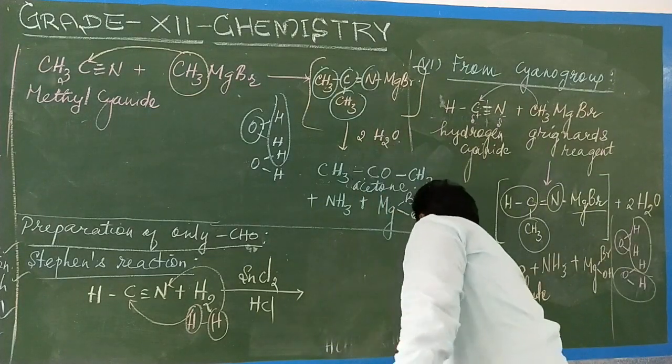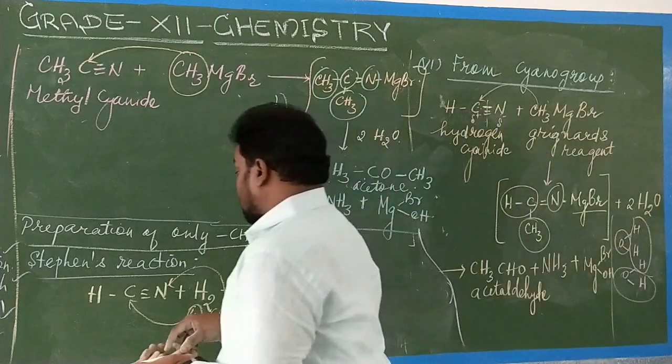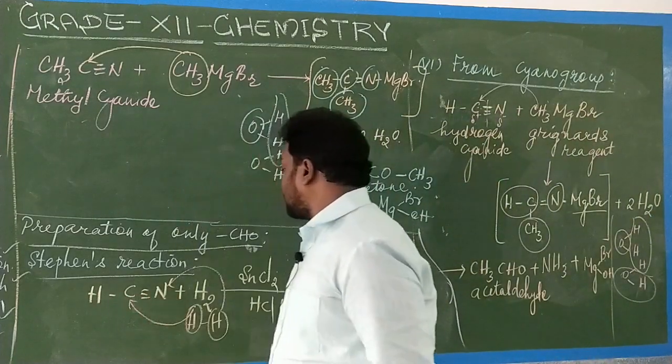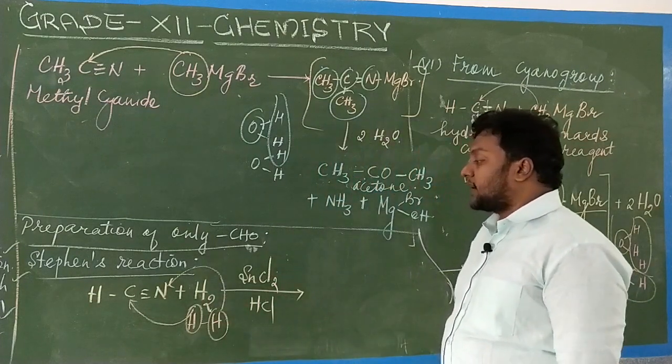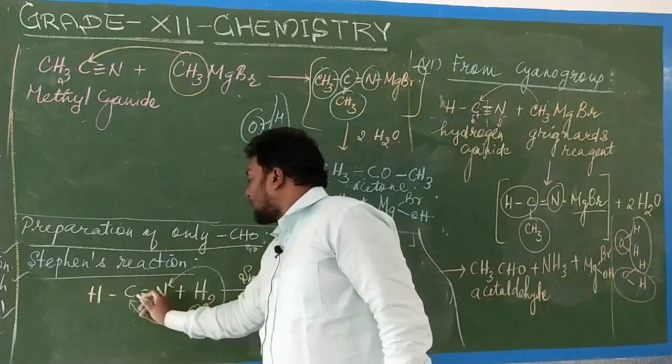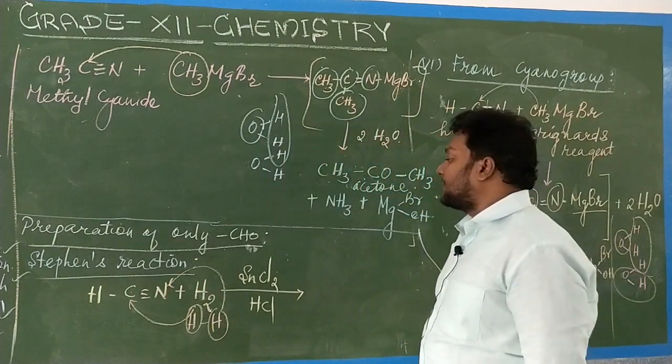So what is the condition here? We have to take hydrogen cyanide. What is the name of this compound? We took hydrogen cyanide. On treatment with hydrogen in the presence of stannous chloride and hydrochloric acid, this hydrogen combines with this carbon and this hydrogen combines with this nitrogen. So what will be the product?